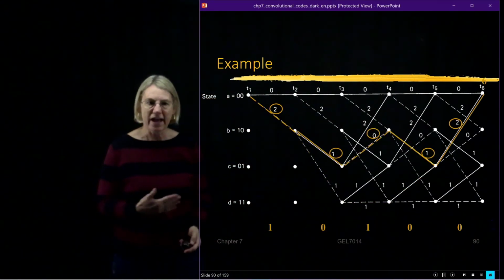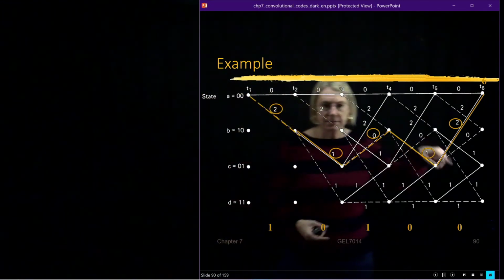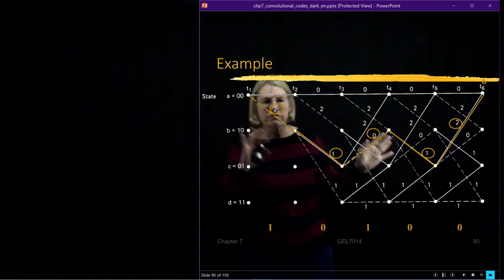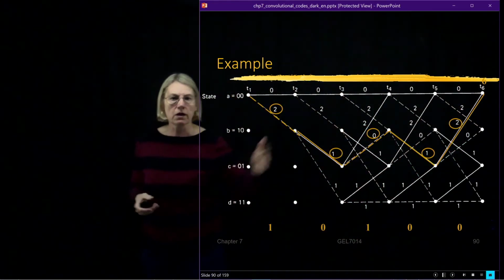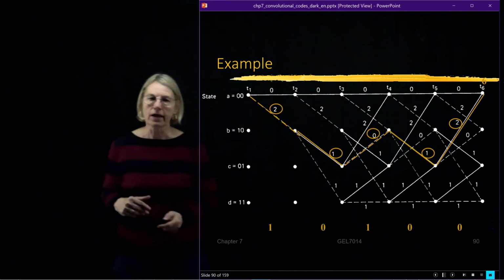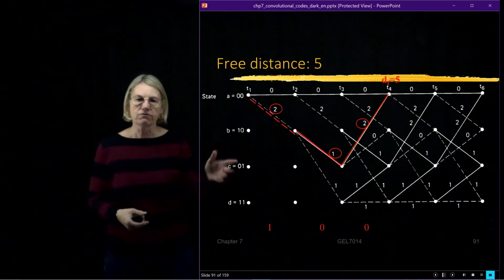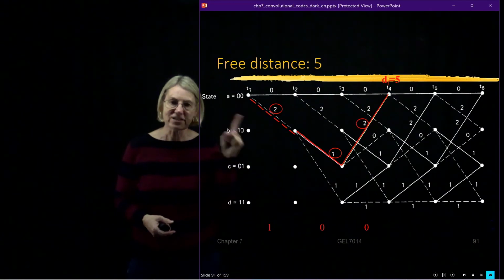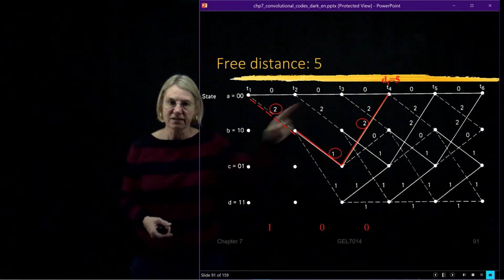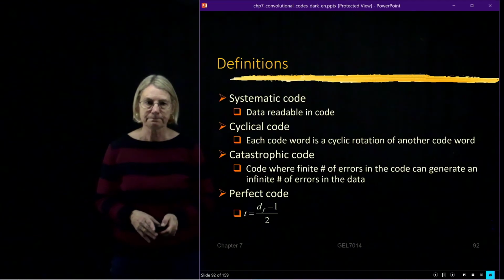So I go through that exercise. Here's one I just want to point out where this path seems longer in time, but it's only length 6. So you really have to investigate all of them, depending on the code, to see which one has the shortest length. But you go through the exercise up and down, calculating each time what is the distance. And finally, when you do that, you find the one that was the smallest, and that determines the efficiency of your code. And in this case, the free distance is equal to 5 for the code that we've been using in our example.